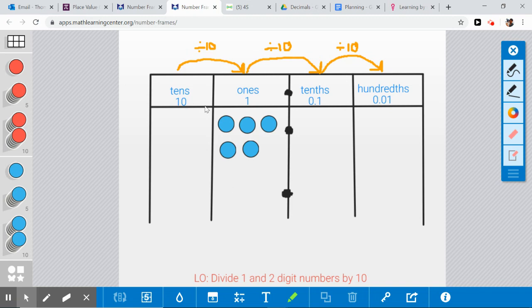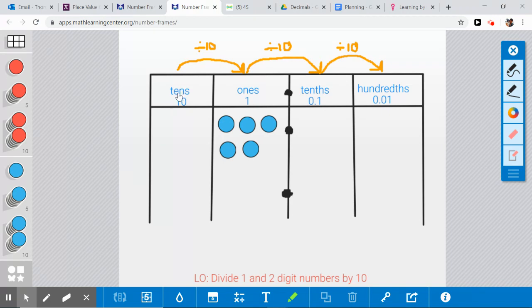So in the place value chart, I've only got 4 columns in this one, but it carries on stretching all the way along here. So next, if we were going this way, where my arrow is, so if we were going to the left, the next one would be hundreds, then thousands, then 10,000, then 100,000, then a million. Every time we go right, we're getting 10 times smaller. We're dividing by 10 every time.